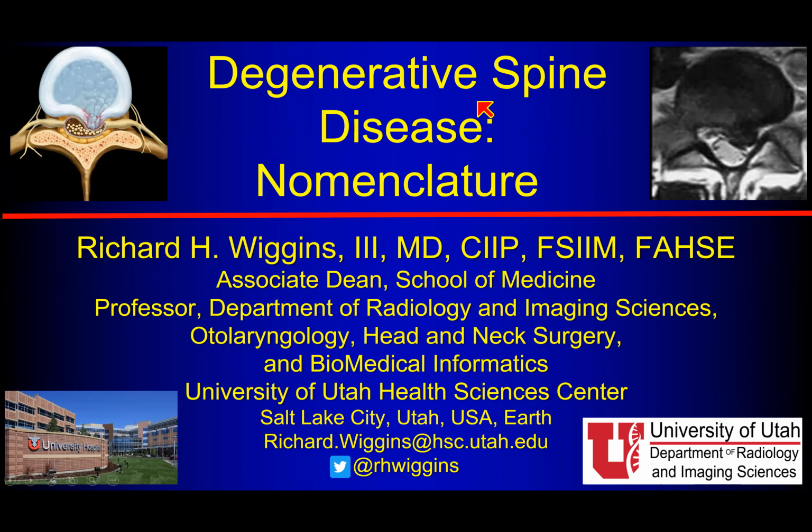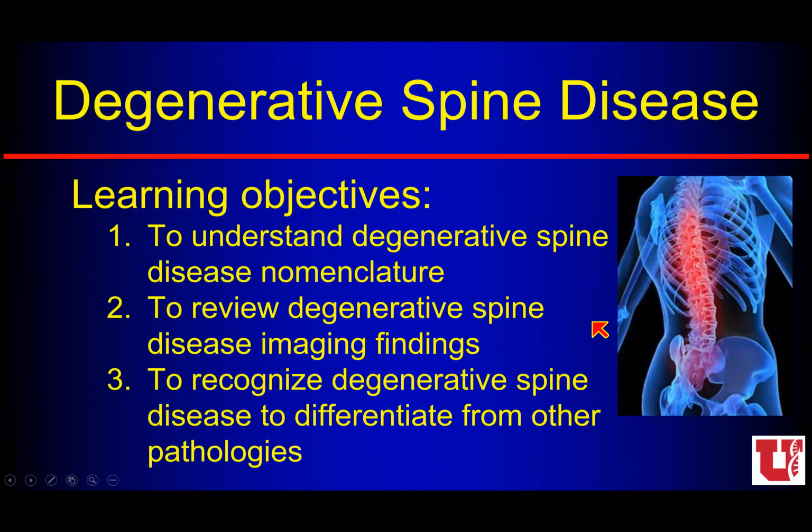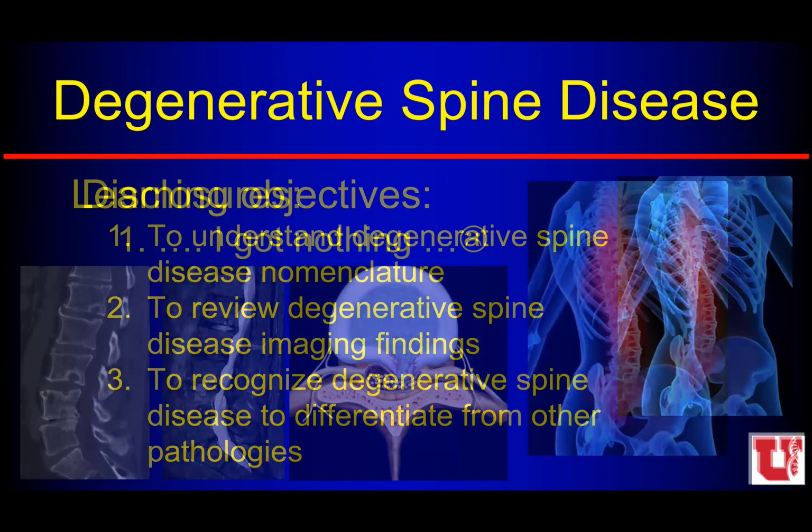Hello, this is Rick Wiggins from the University of Utah, and we're going to talk about degenerative spine disease and the importance of nomenclature when we talk about degenerative spines. So, we're going to talk about the importance of this nomenclature and how we discuss degenerative spine cases, review all those degenerative spine disease imaging, both with correlating graphic CT and MRI, and we're going to talk about how to recognize that degenerative spine disease and how to differentiate it on our imaging studies.